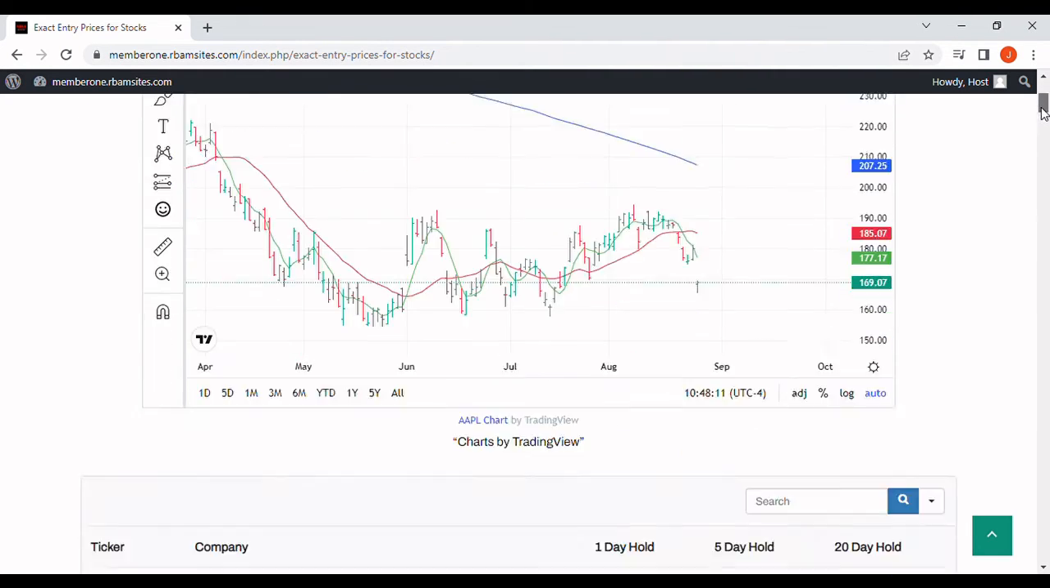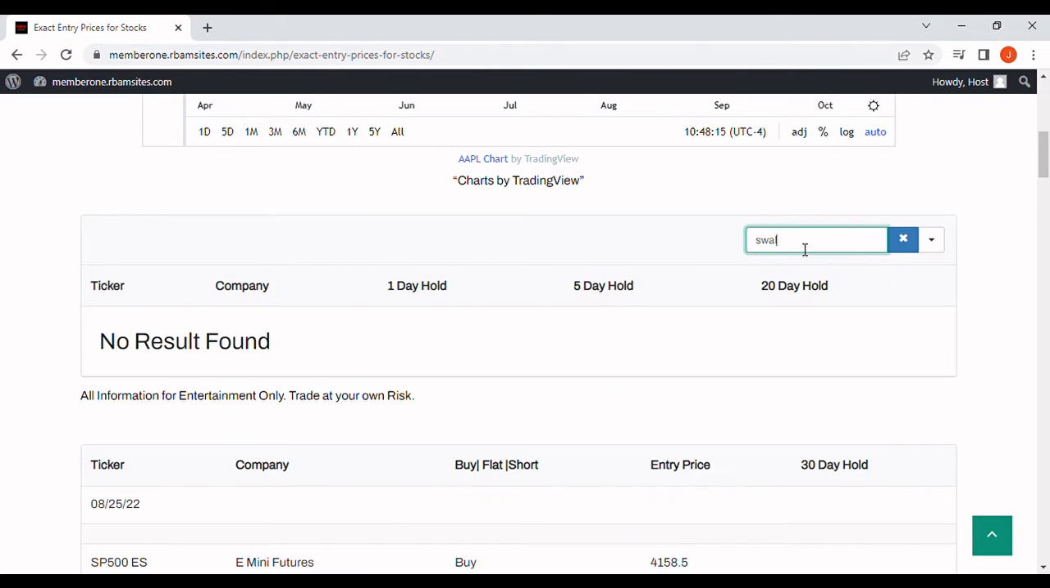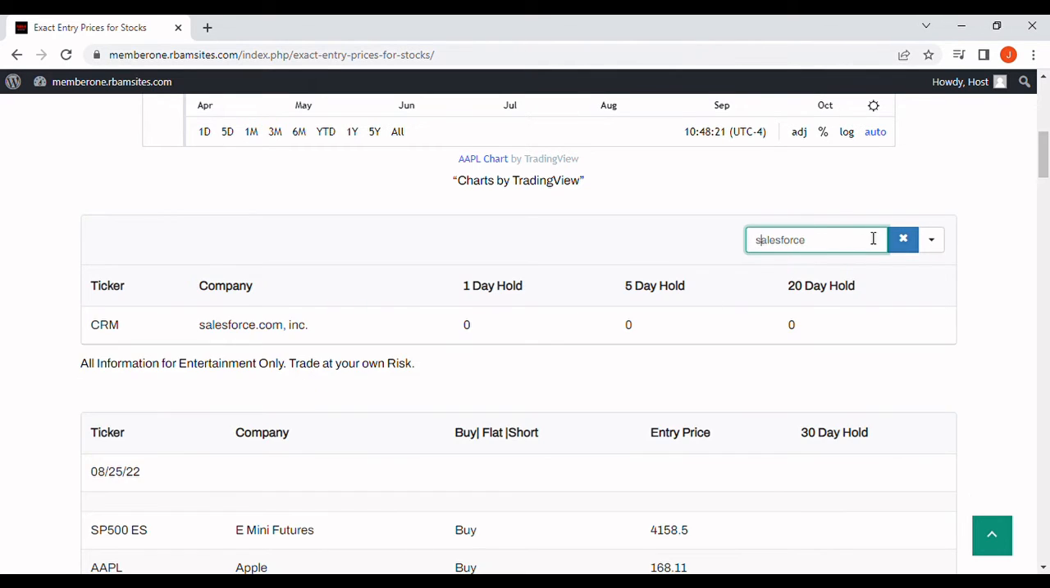Let's go down and see what RBAM Research says about it. Let's see if we cover Salesforce. Salesforce. And we do. There's no recommended entry prices today for Salesforce, and that's not necessarily common, but some days we do have a lot of zeros. Zeros means the algorithms did not come up with an entry price today. It doesn't mean it wouldn't be good to buy or sell. It just means it's not coming up on our algorithms today.